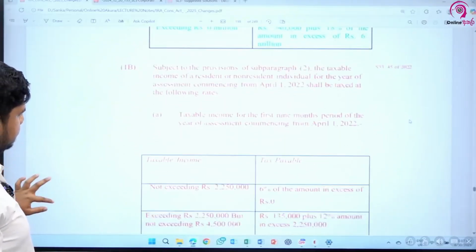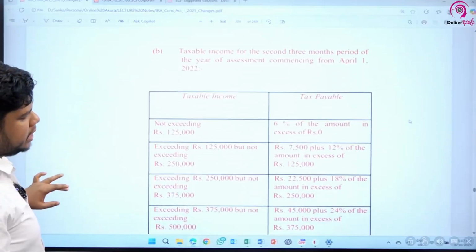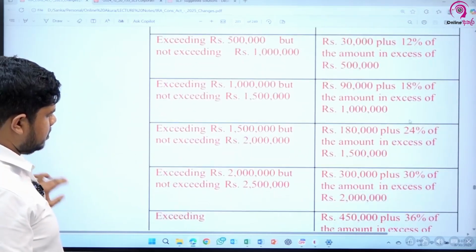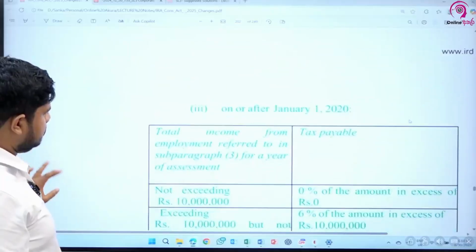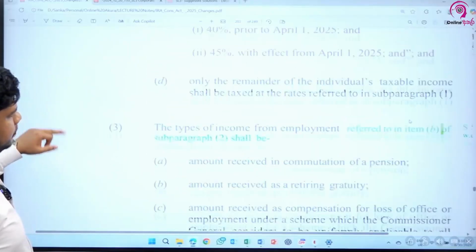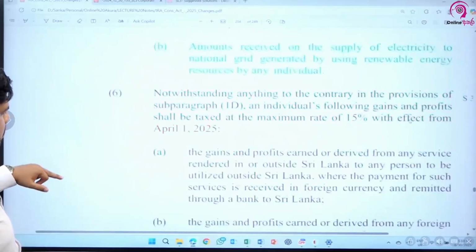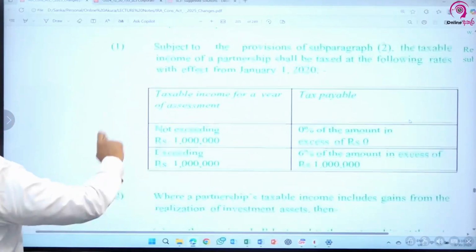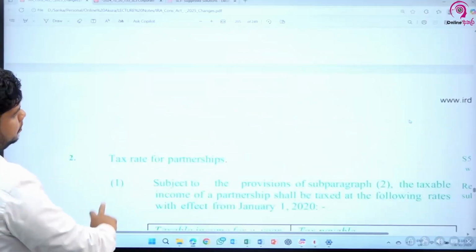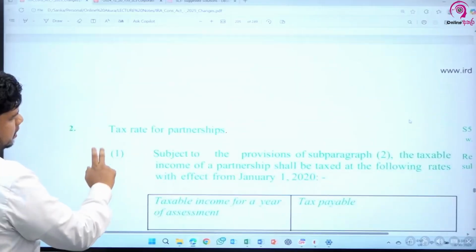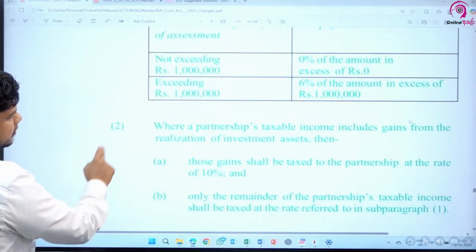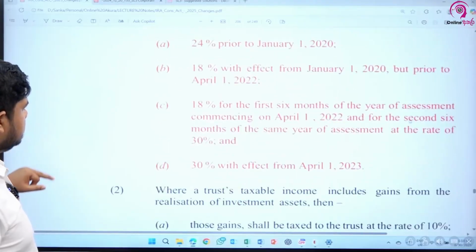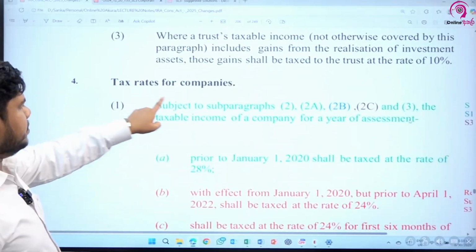Now let's go. This schedule has been amended many times, right? So why I am scrolling for you to see is that you need to learn how to do that also, right? Tax rate of a partnership is given. Next, it is amended. You cannot blindly write everything mentioned here because it is amended in each and every place. You need to properly select what is relevant for your year of assessment. Right? Tax rate of a trust. Now come to the tax rate of a company.